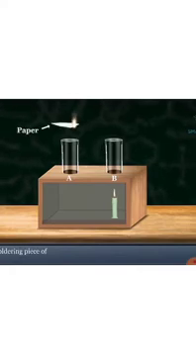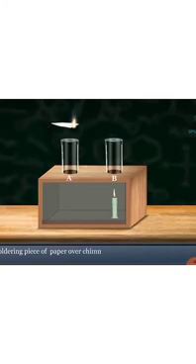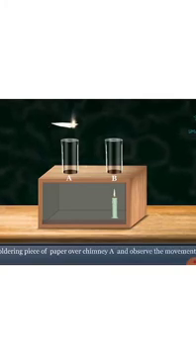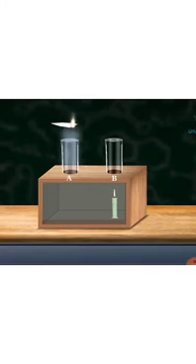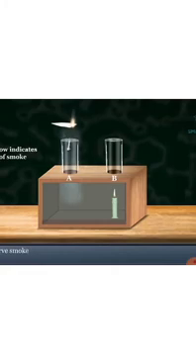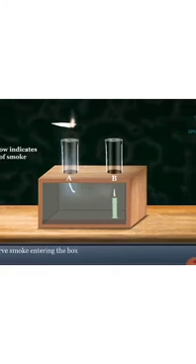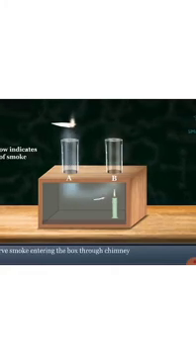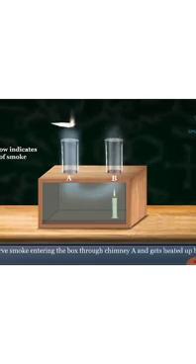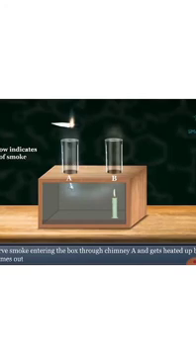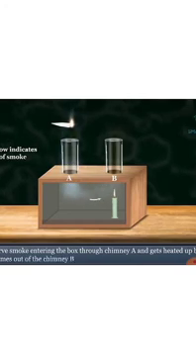Hold the smoldering piece of paper over chimney A and observe the movement of the smoke. You will observe smoke entering the box through chimney A, getting heated up by the candle, and coming out of chimney B.